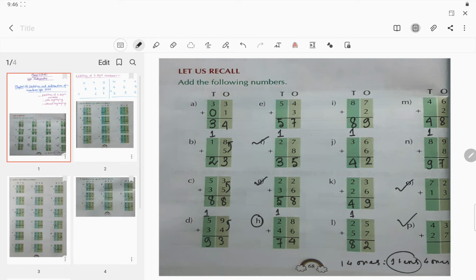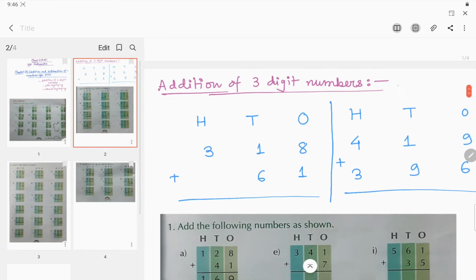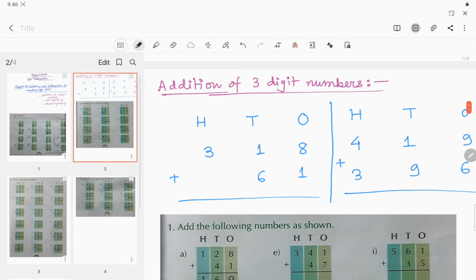And for O and P, please do it by yourself. Right? Now I'm going to the next portion, that is the addition of 3-digit numbers.